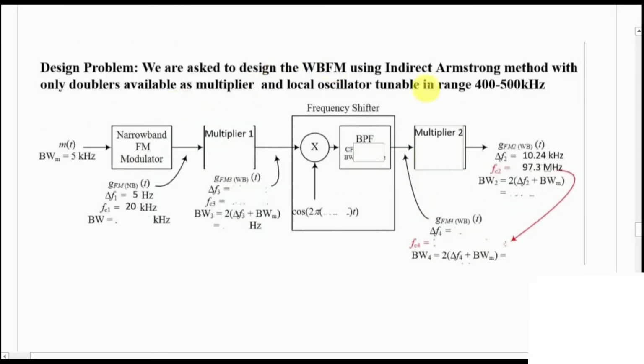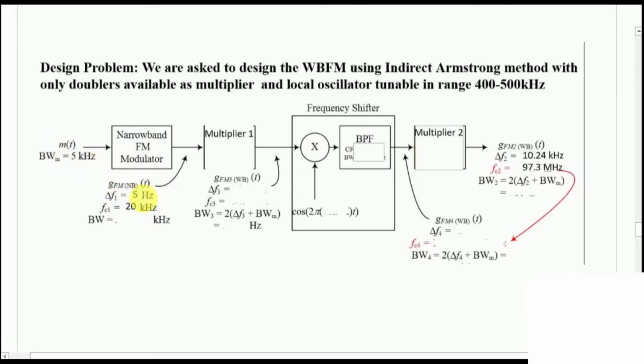Since it's an indirect method, we have a narrowband FM modulator, with its frequency deviation delta f1, which is 5 hertz, and its carrier frequency, which is 20 kilohertz. This is given to us. And we know that the bandwidth of the message signal is simply 5 kilohertz.